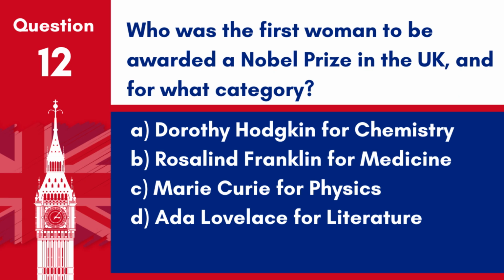Question 12. Who was the first woman to be awarded a Nobel Prize in the UK, and for what category? A. Dorothy Hodgkin for chemistry, B. Rosalind Franklin for medicine, C. Marie Curie for physics, D. Ada Lovelace for literature. Answer: A. Dorothy Hodgkin for chemistry. Dorothy Hodgkin was awarded the Nobel Prize in Chemistry in 1964 for her work on important biochemical substances using X-ray crystallography.